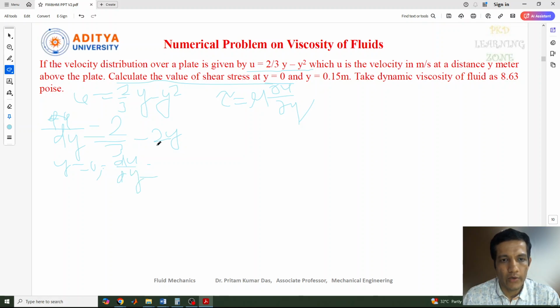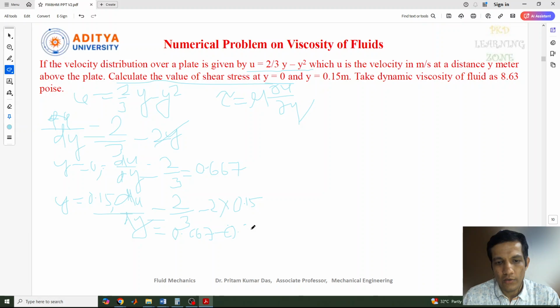If we put y equal to 0, this part will be 0, then this will be 2/3. So 2/3 we can write as 0.667. The second part is at y equal to 0.15, the value of du by dy equals 2/3 minus 2 into 0.15. That means 0.667 minus 0.3, so here you will get 0.367.